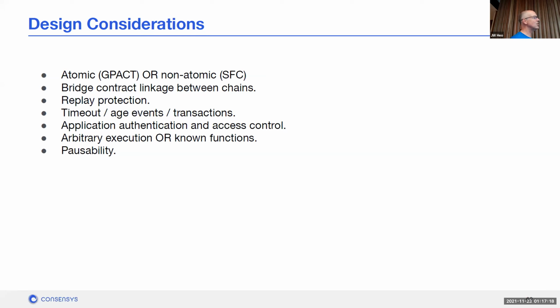You need to have linkage between the bridges. So if you've got two bridge contracts, one on each chain, they need to be linked to each other so that the bridge on the destination only reacts to information that's coming from that source.